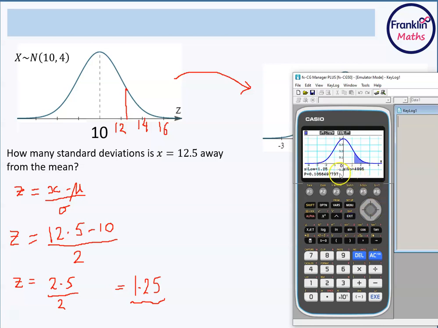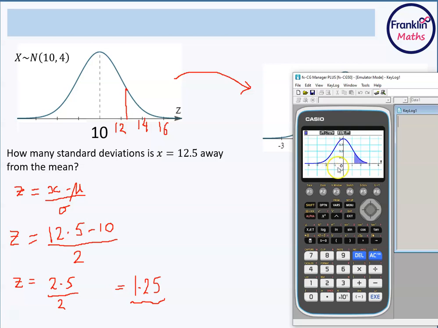And if you have a look here, it's given me the Z value. Because I put my lower in as 12.5, and we know, by using the maths and using the formula, we know it's going to be 1.25. The upper value didn't matter. I was just getting it to work out a probability for me.